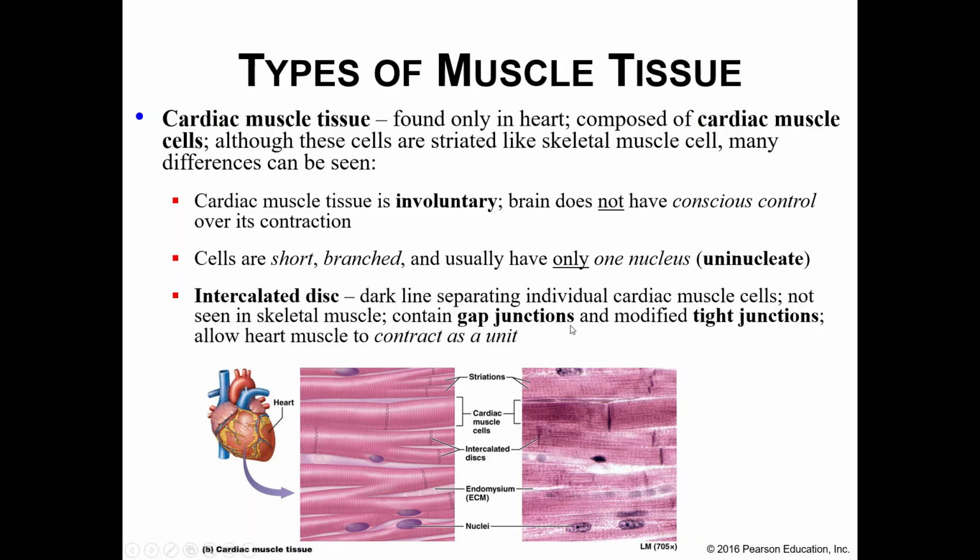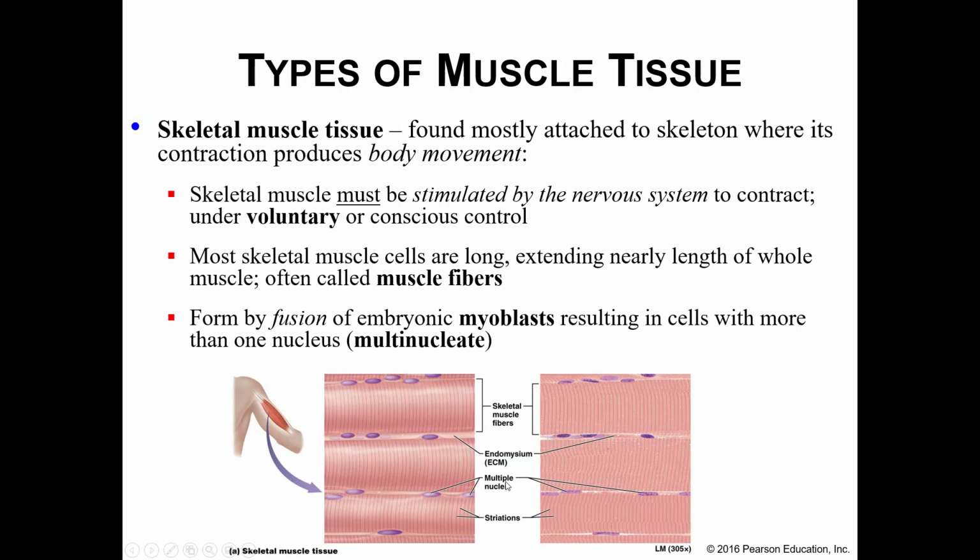These are composed of gap junctions and modified tight junctions that allow the heart muscle to contract as a unit. So we need that nice rhythmic contraction. We need the top part of your heart to beat and then the bottom part of your heart to beat next. We've talked about the gap junctions being for rapid communication of electrical impulses, which is how your heart does in fact contract. So if we have intercalated discs, it's cardiac muscle. If we don't have intercalated discs, but it's still striped, it is skeletal muscle.